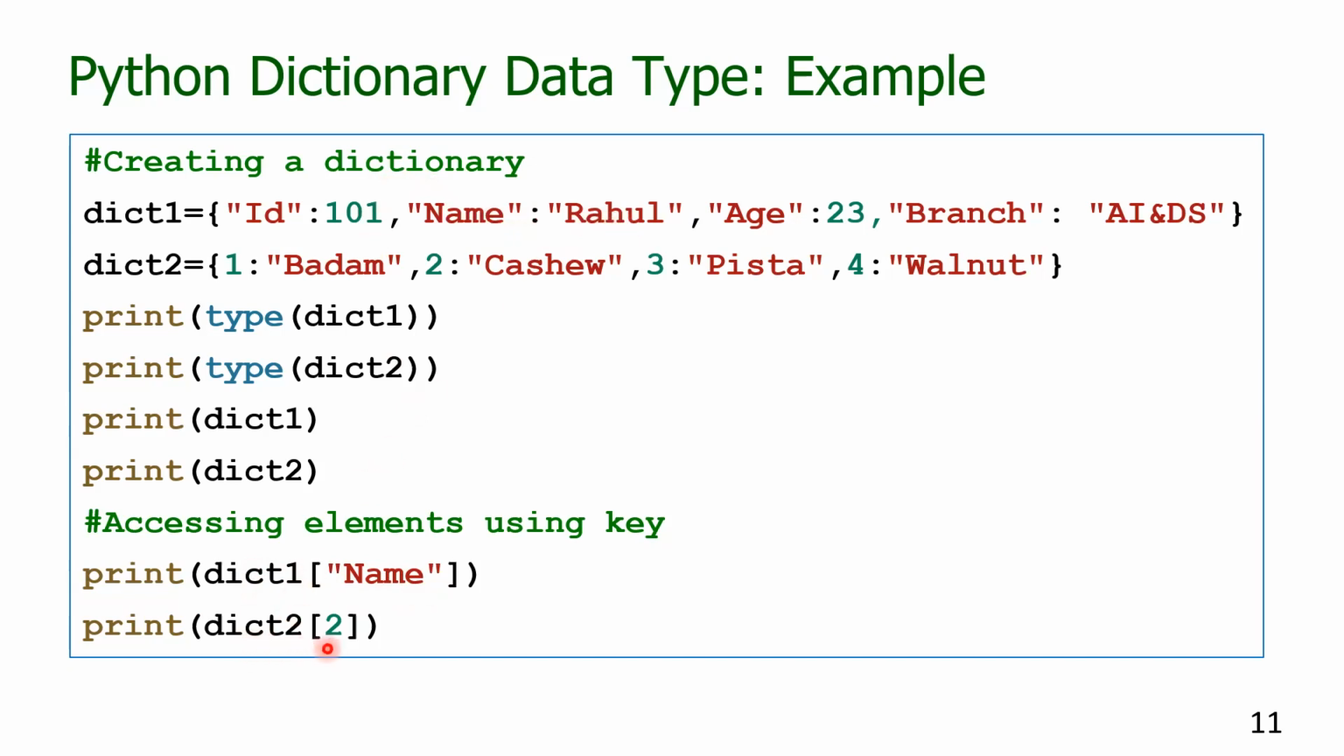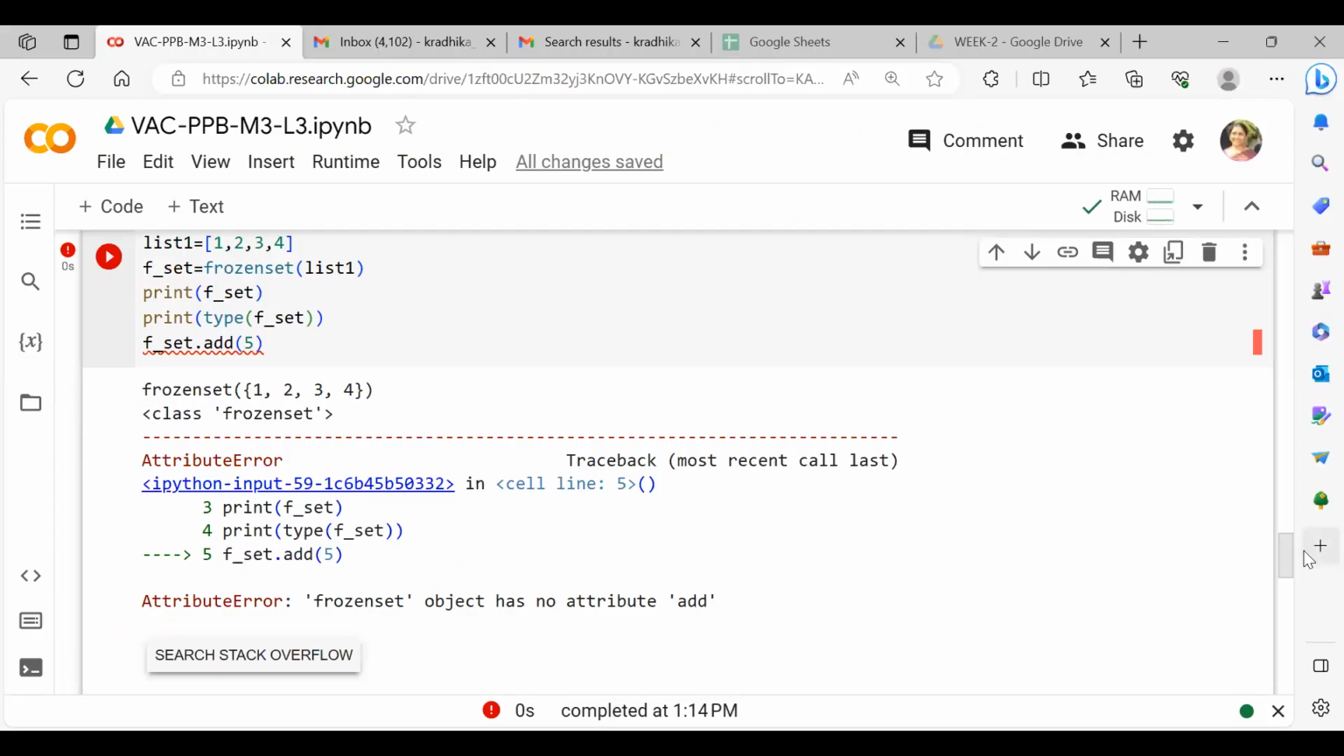And again dict2 of 2 is going to return the value of the element that has the key value 2, that is cashew. Let us execute this code and observe the output.